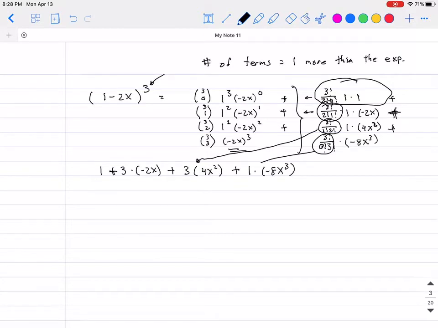Okay, so finally, just writing them all out, your answer is going to be 1 minus 6x plus 12x squared minus 8x to the third power.